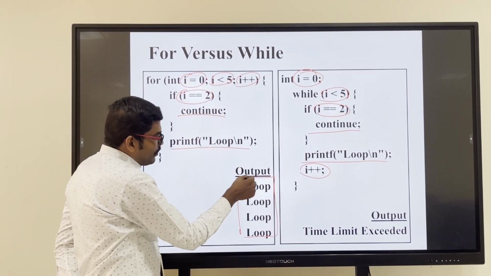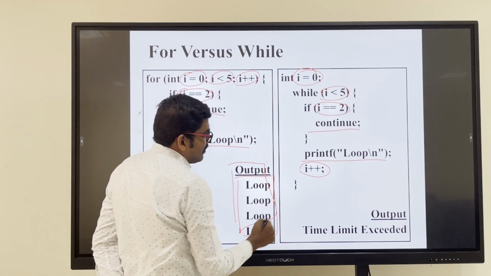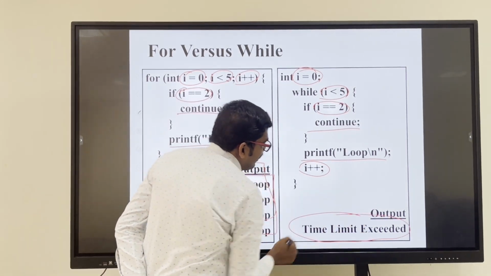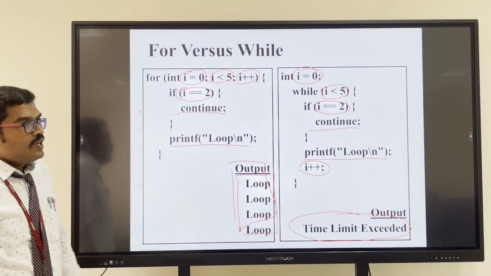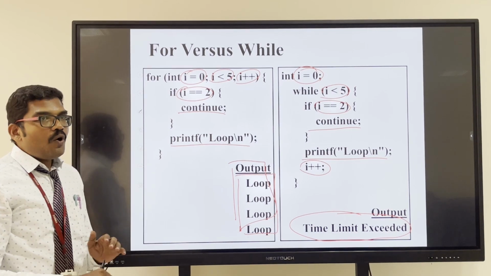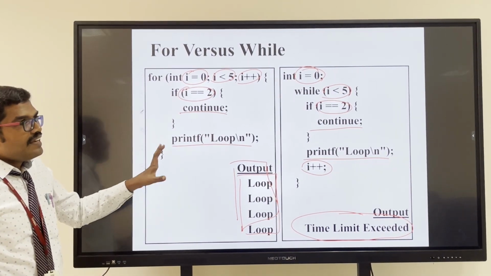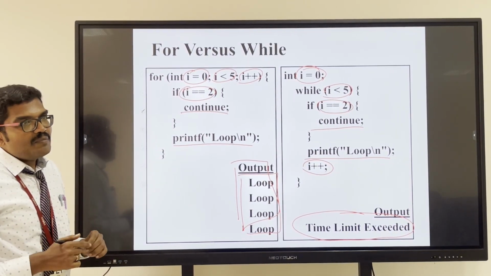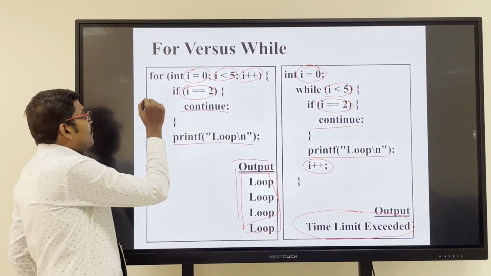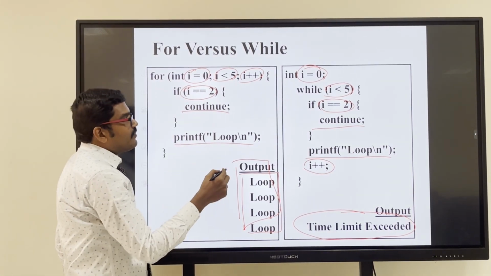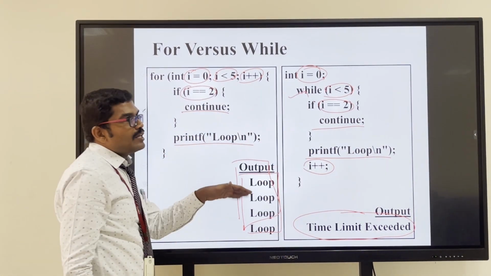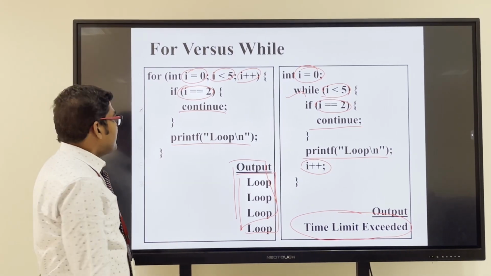For the for loop you will get output like this, for the while loop you are getting a timeout, that means it is an infinite loop. You will get these two kinds of outputs. Why? I already said both look the same but the operation is different. The for loop does the thing in a different way, while the while loop takes the input in a different way. We will check that.